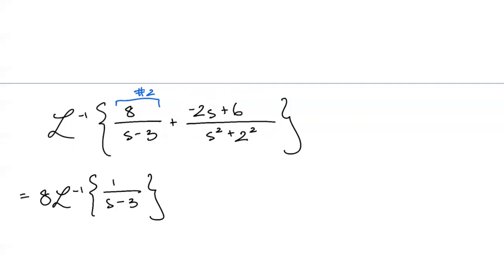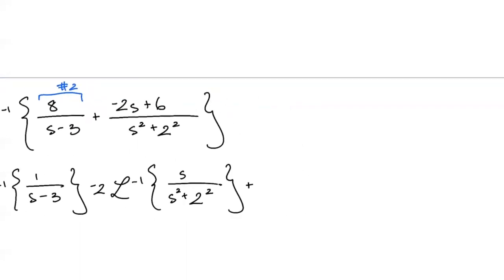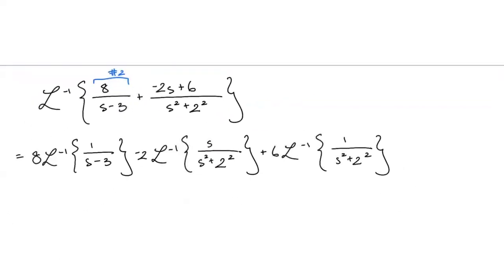So I'm going to do that, but I'm also going to bring the constant out to the front. So negative 2, the inverse Laplace of s over s squared plus 2 squared. And then plus 6, the inverse Laplace of 1 over s squared plus 2 squared. Okay. Now, we know for sure this first one comes from line number 2. Where do the other 2 come from? What line do we need to find for that?